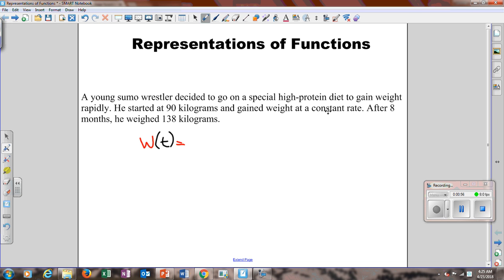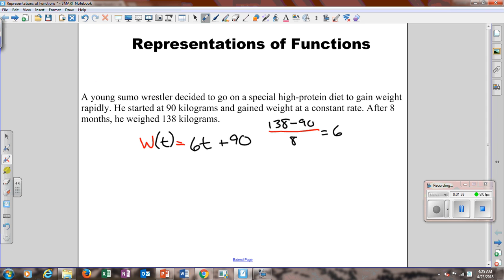It says it's a constant rate. So, you do 138 minus 90 and divide that by the number of months. That'll give you 48 over 8, which is 6. So he's gaining 6 kilograms per month. So 6 times the number of months plus, and then it's your starting weight. And that's all there is to this. You're just figuring out how we could find a function of whatever the weight would be in the future based on what it is now and how much it's going up.